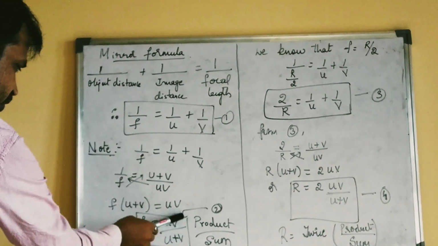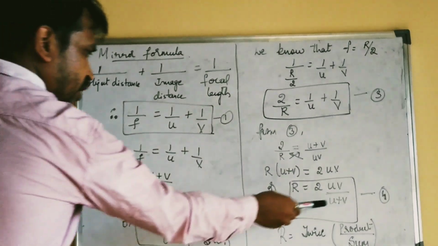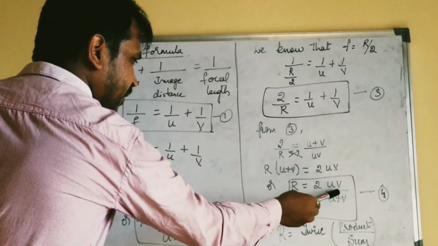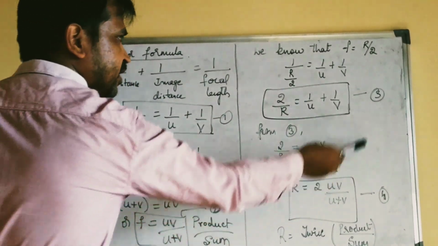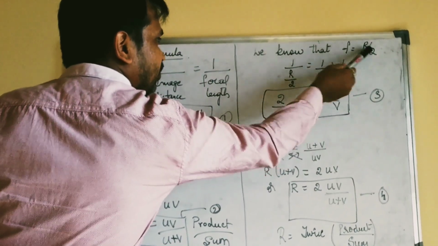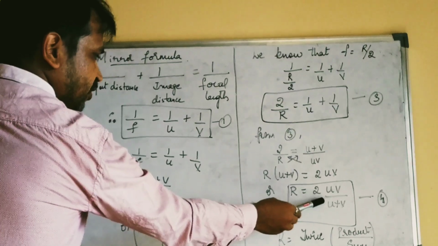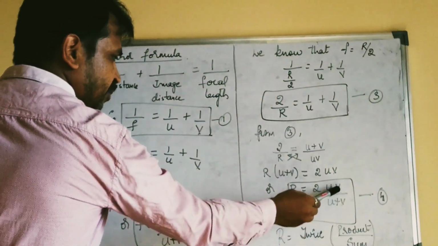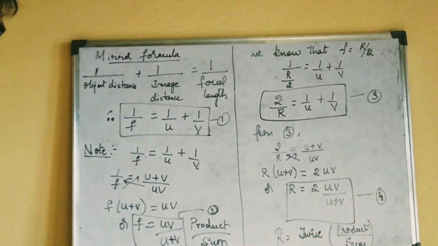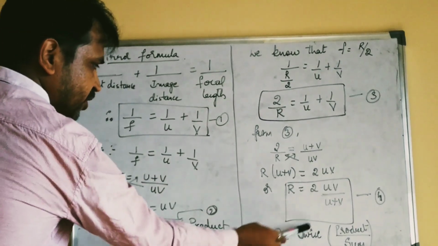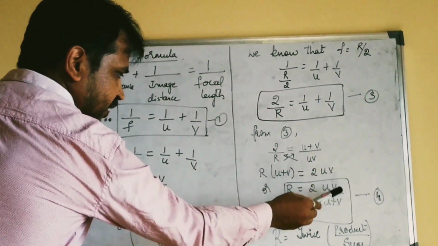You can see here you have uv by u plus v. Here also uv by u plus v you have, but you have 2 here, just because from this formula R is equal to 2F, right? So what can I write? Radius of curvature is equal to twice the product by sum. I repeat, radius of curvature R is equal to twice the product by sum.